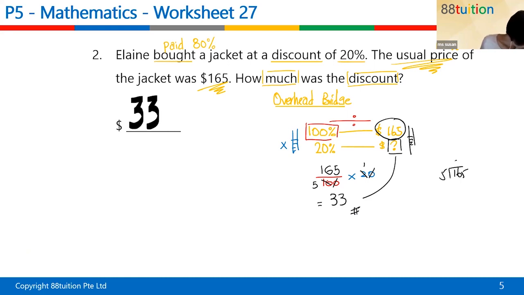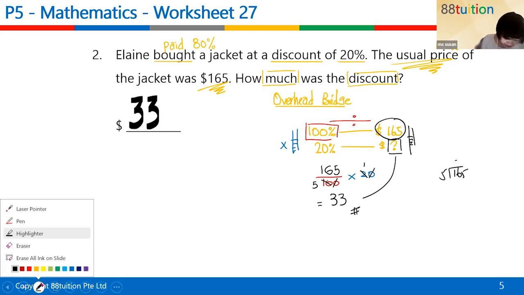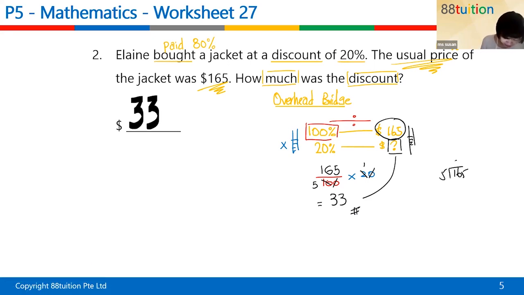Question? Any question? No question. Why nobody asked? Is there any other way? Can. Let's try other ways. How can we do this? So this is called overhead bridge.